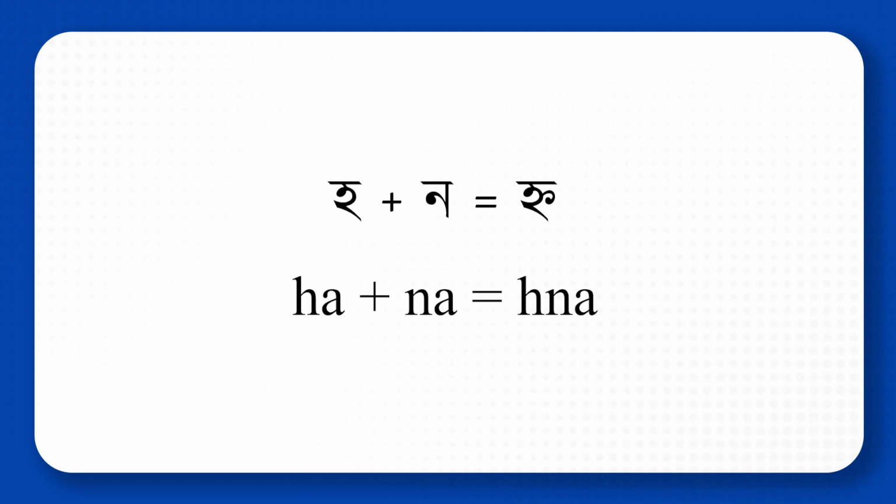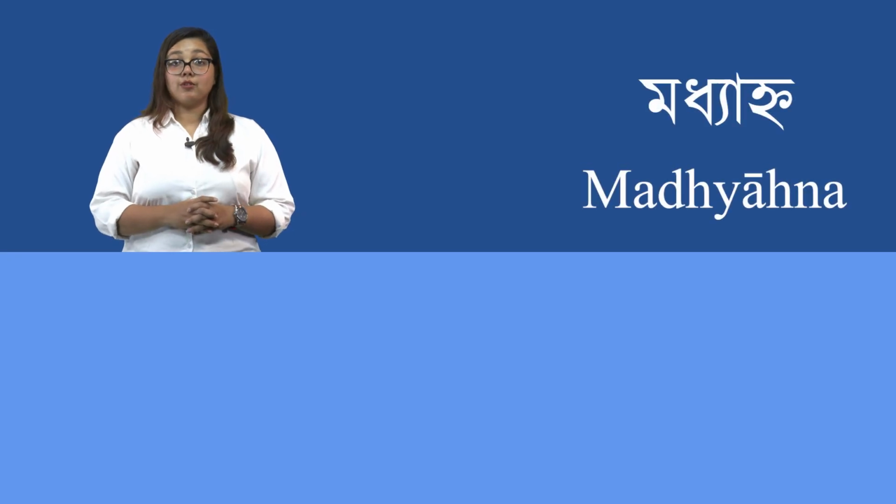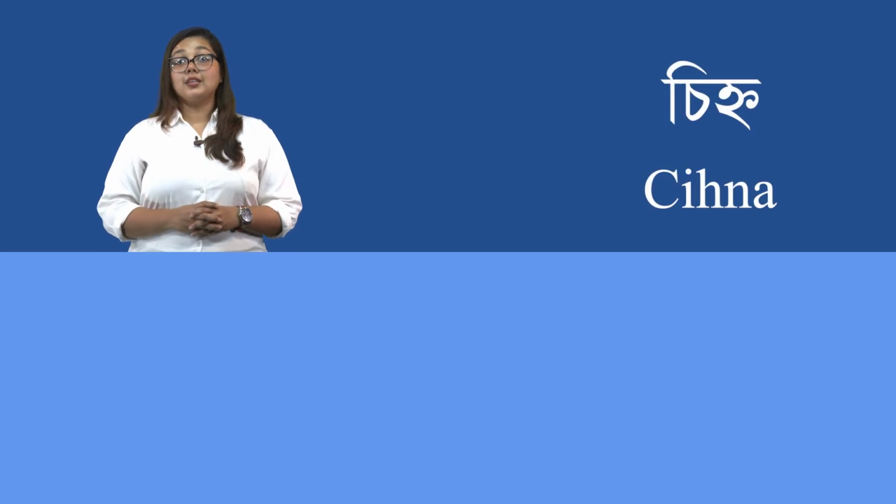The last cluster is Hoy Dontennoy. Banjan Borno Ho and Dontenno form the cluster Hoy Dontennoy. Here, only the second member Dontenno changes its shape. In words, we have Modhenno, meaning noon, and Chinno, meaning sign.